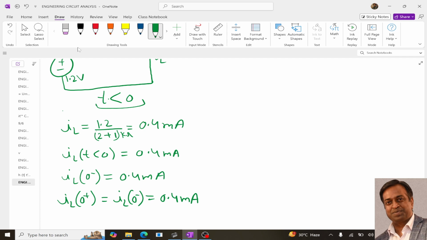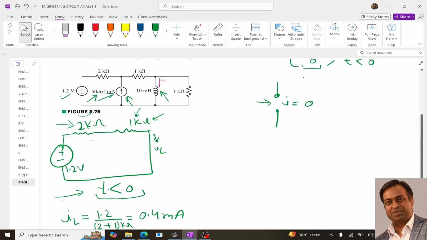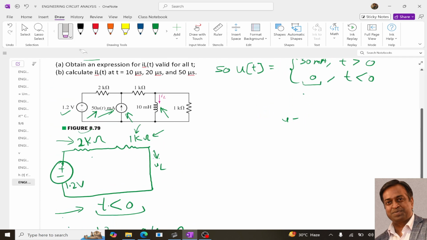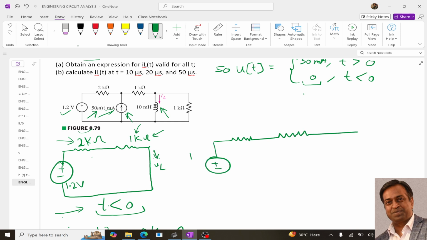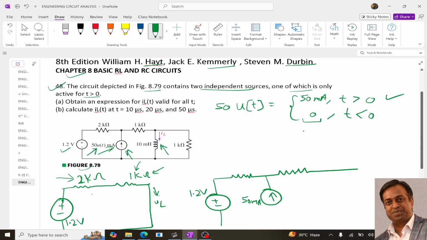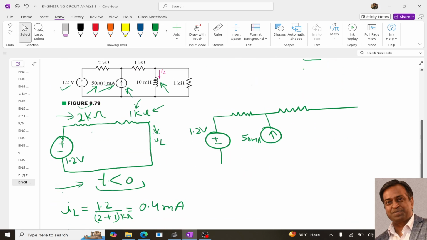Now coming to the second part, for the second condition when t is greater than 0. Let me draw the circuit for when t is greater than 0. The 2 kilo ohm and the 1 kilo ohm will remain as they are. We will have the battery of 1.2 volt. Then this current source, instead of 50 u(t), I will simply write 50 milliampere.